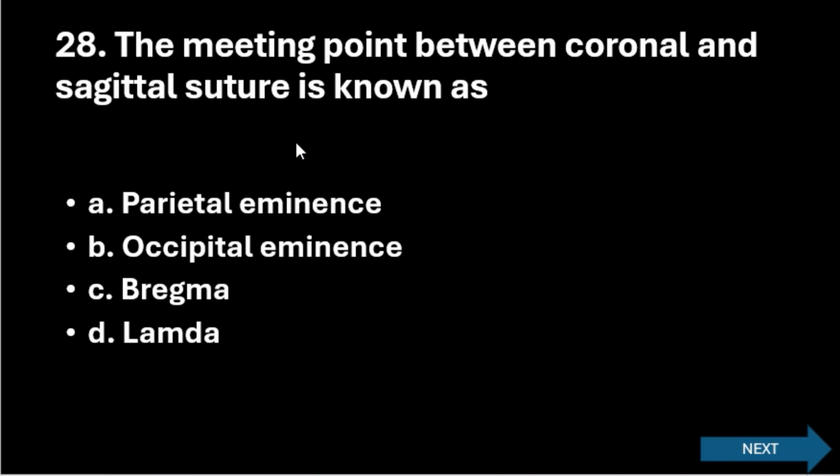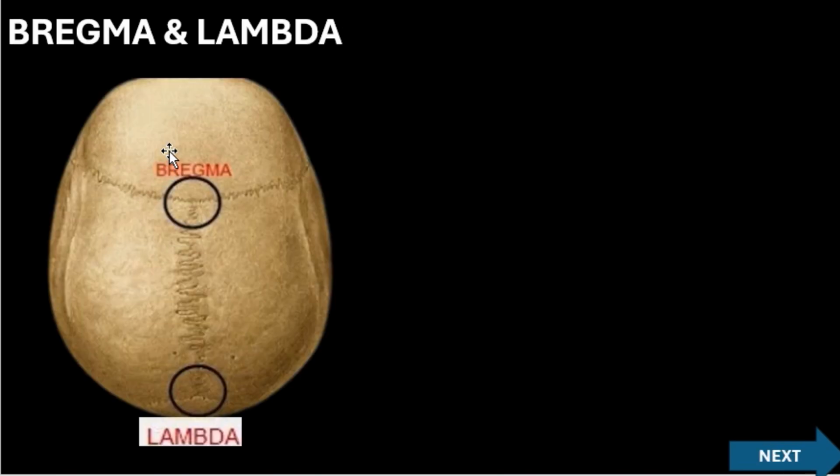28th question. The meeting point between coronal and sagittal suture is known as: A parietal eminence, B occipital eminence, C bregma, D lambda. Here you can have the answer as bregma. See the diagram to identify. This anterior fontanelle is the bregma and posterior is lambda.